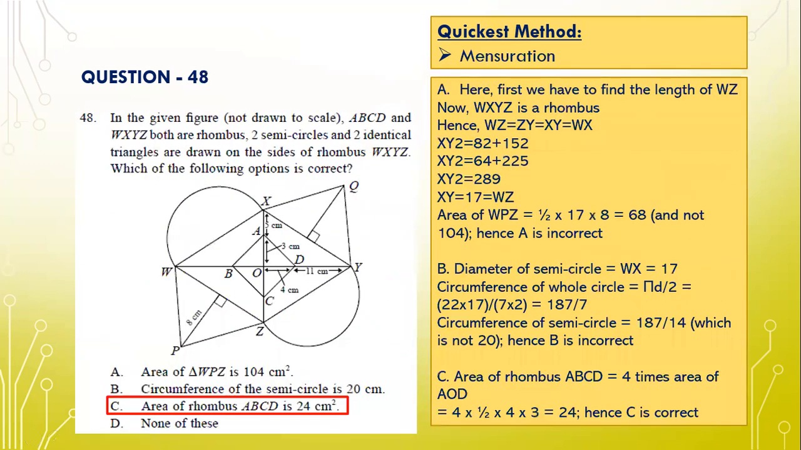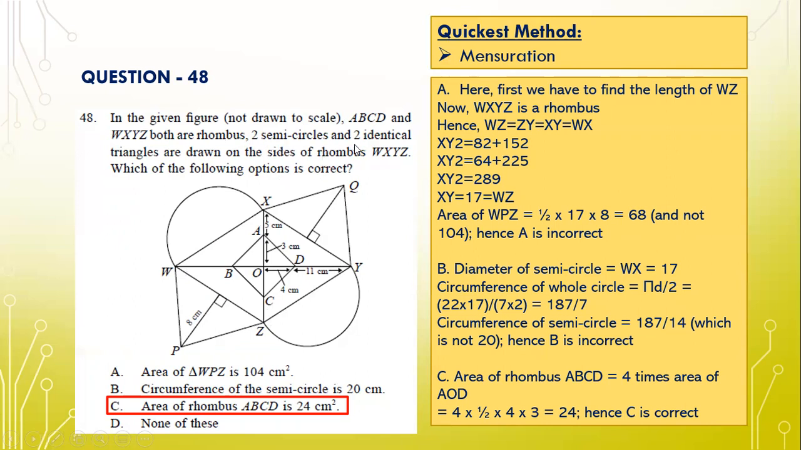In the given figure, not drawn to scale, ABCD and WXYZ both are rhombus. And what is a rhombus? In a rhombus the length of the sides is exactly the same, and the two opposite angles are the same. So angle W is the same as angle Y.